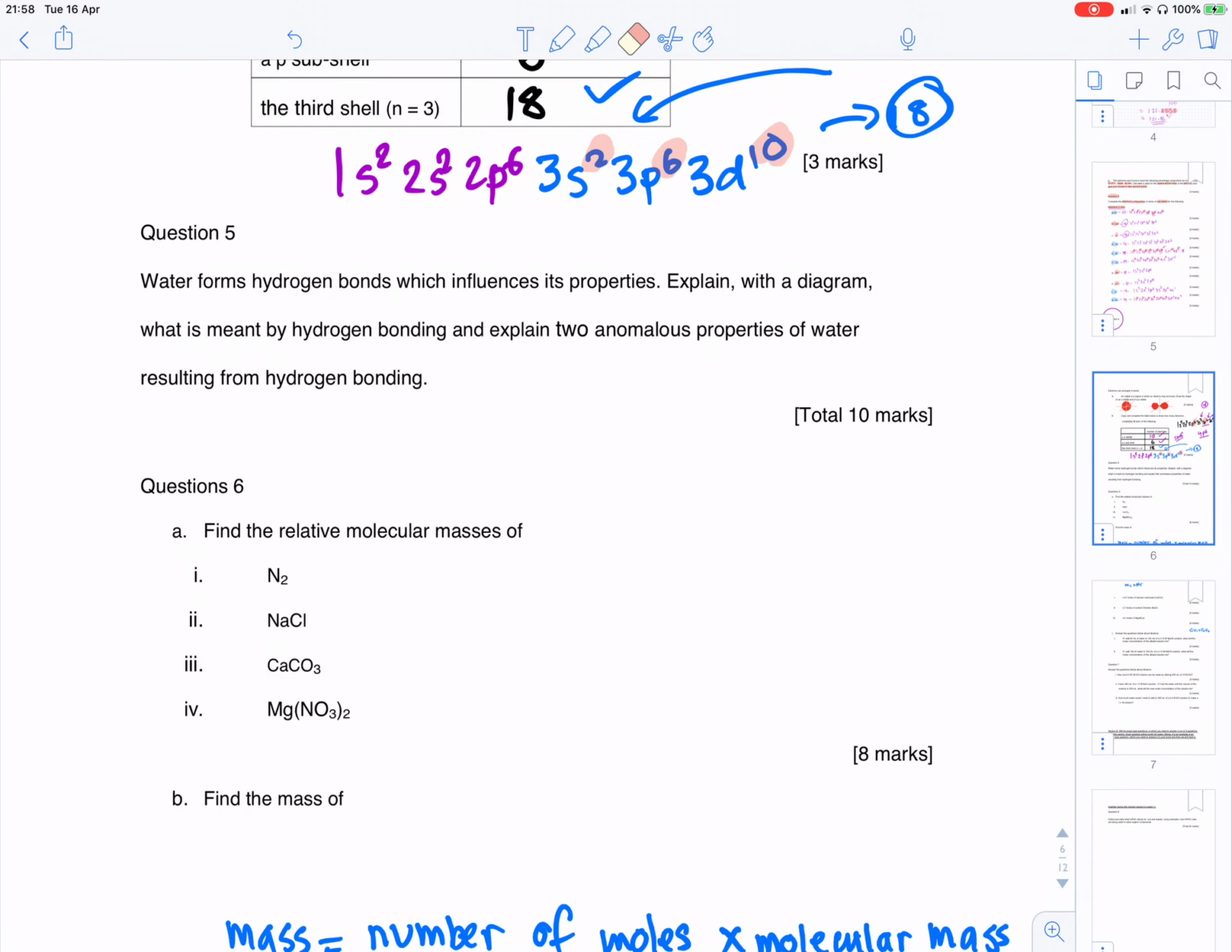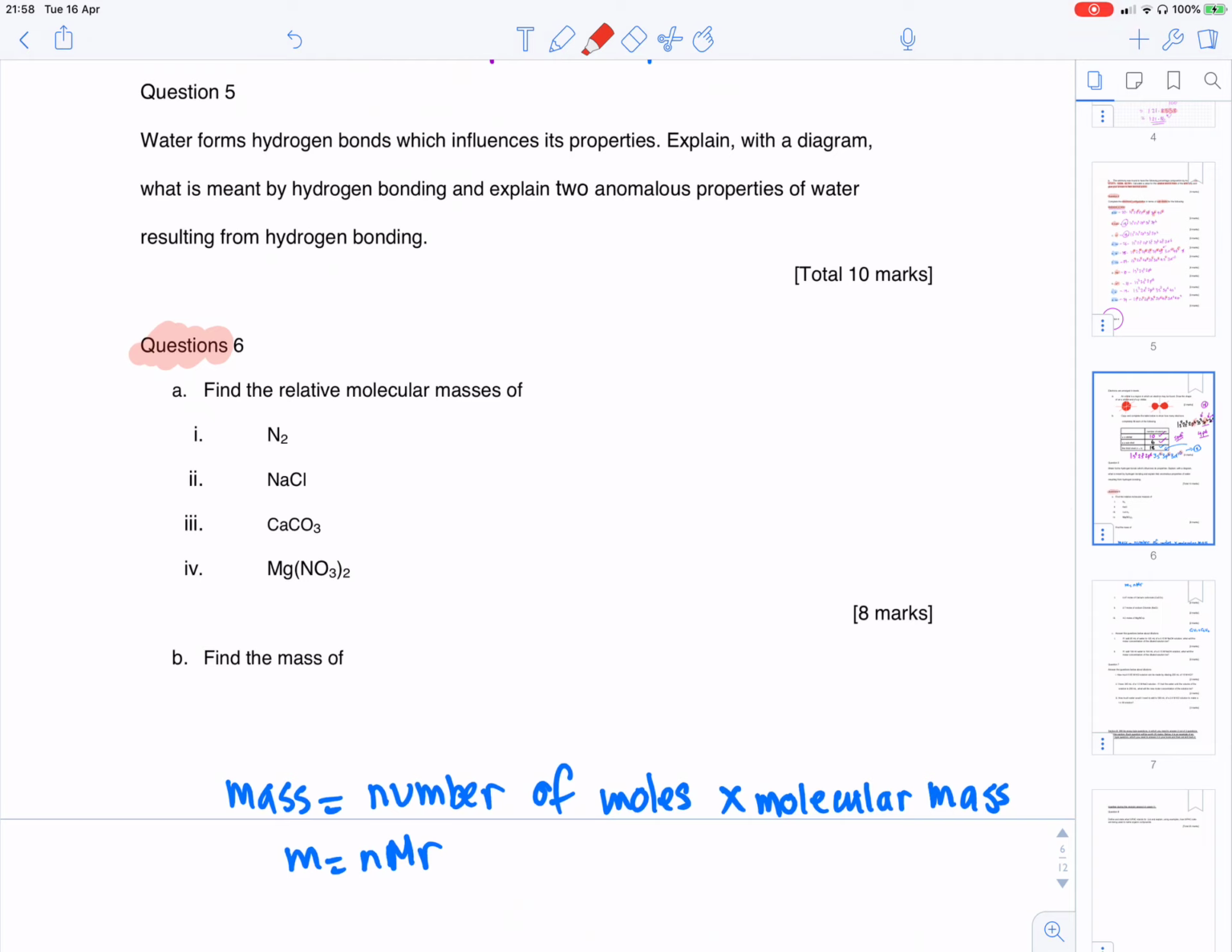Okay, this question. I'm doing question 6 now, which is finding the relative molecular masses of the following molecules, compounds. Right, so the first one is N2.